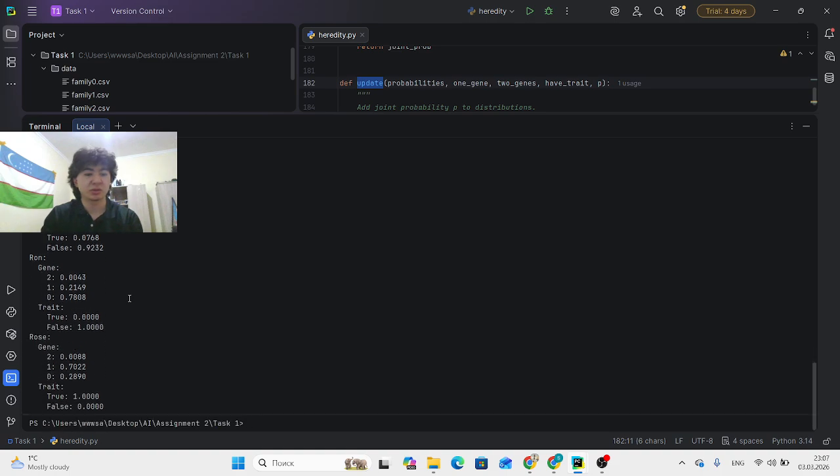And something like that. So task one, our first task, was about modeling gene inheritance using a Bayesian network. Each person has a gene variable and a trait variable. Probabilities of genes and traits are calculated using known probabilities, potential inheritance, and mutation. The joint probability function considers all the possible combinations and updates the probability.